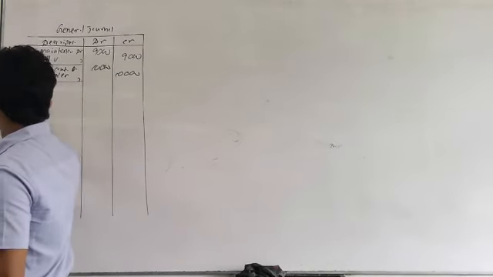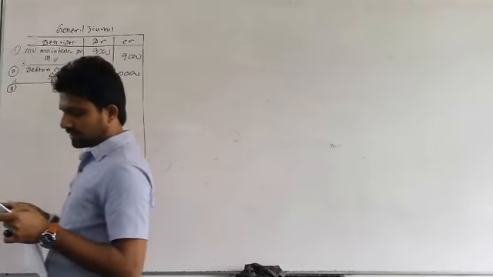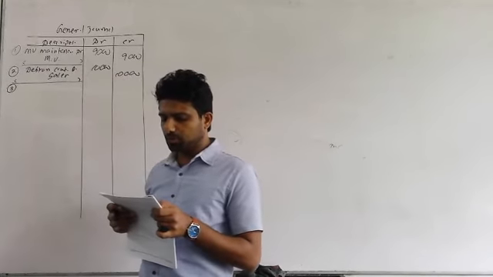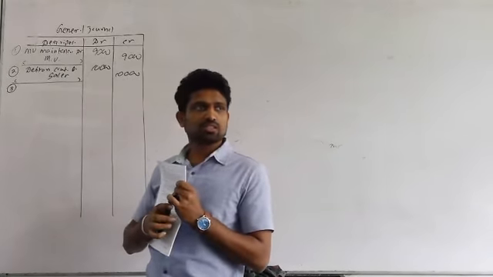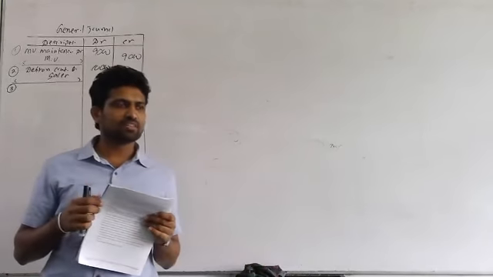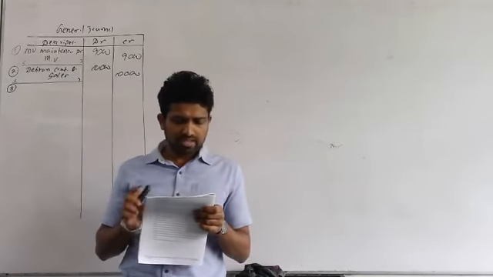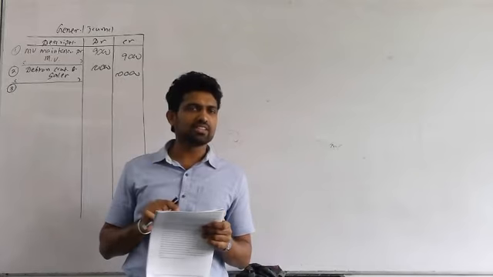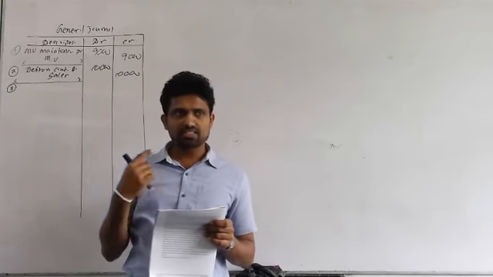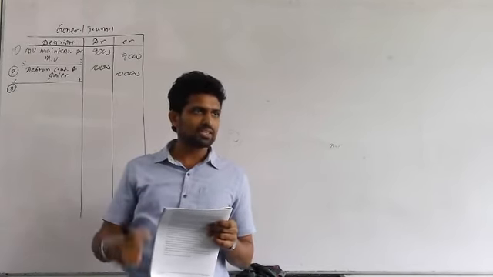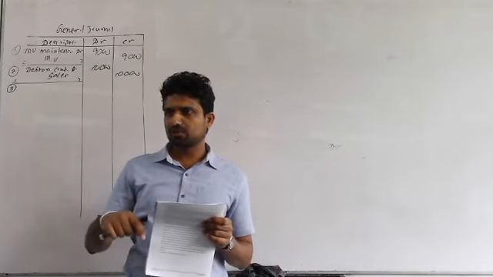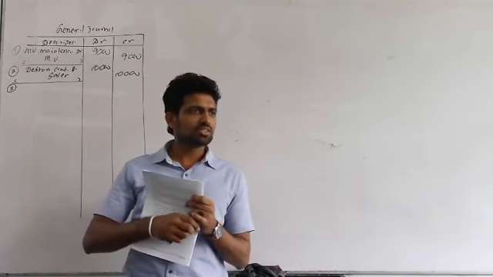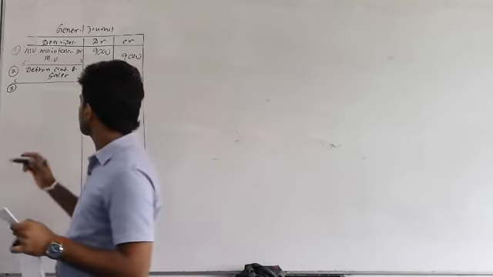Number 3. Cash purchases 4,000 had been duplicated in purchase account. In this case, the error is there in where? The purchase account is duplicated. How to rectify? Suspense debit, purchase account credit 4,000.